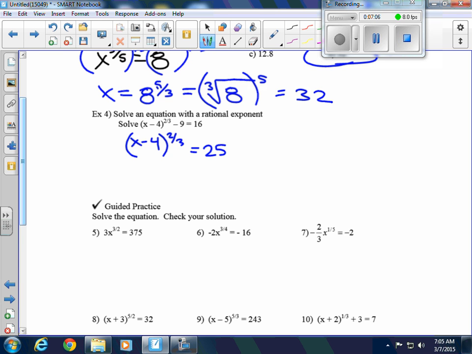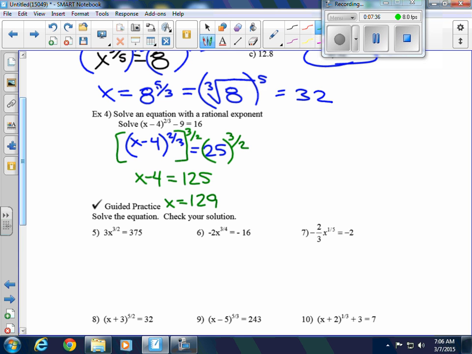So now we have to raise this. Do this in a different color. We're going to raise this, which was to the 2/3, to the 3/2. And so now we're going to get x minus 4, because the 2/3 and the 3/2 will cancel out. They multiply to give you 1. Square root of 25 is 5. 5 to the 3rd is 125. And so x equals 129.